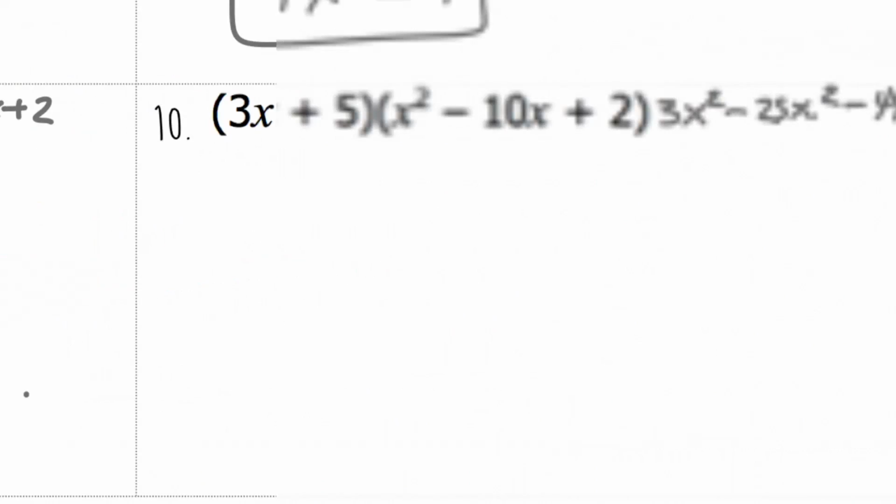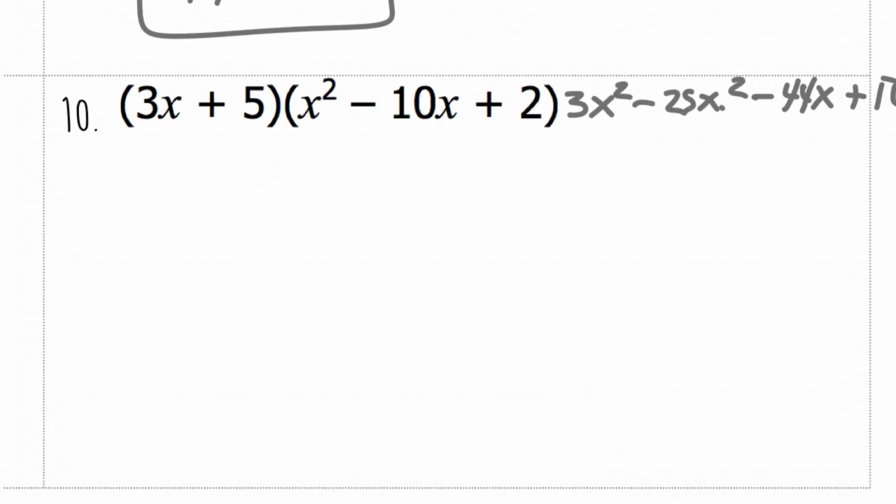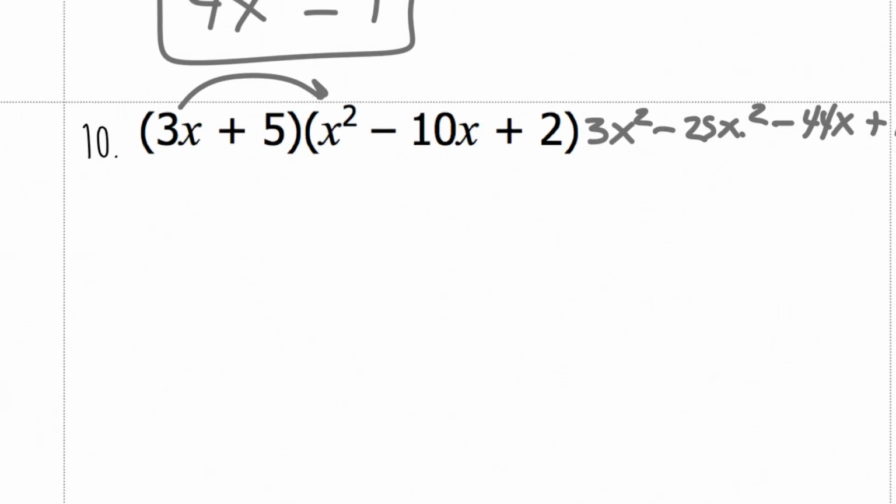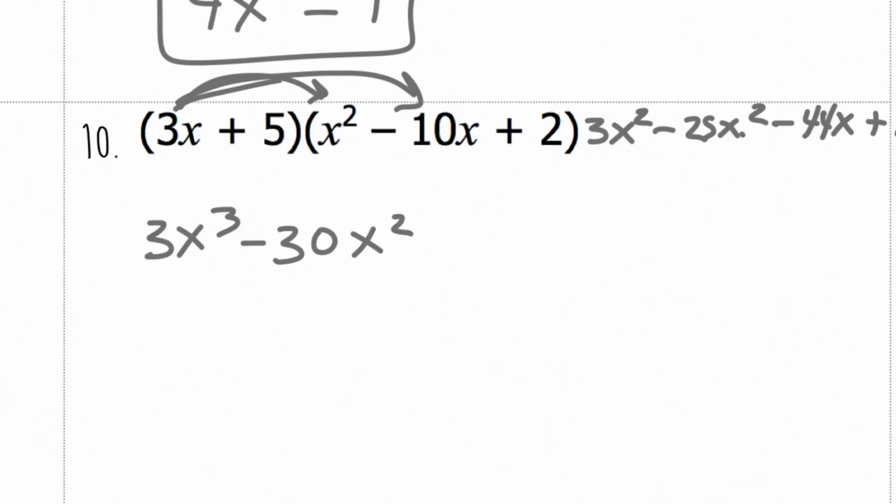Okay, let's take a look at problem number 10. So I'm going to do the same thing. 3x times x squared gives us 3x cubed. 3x times negative 10x gives me negative 30x squared, and 3x times 2 gives me positive 6x. And again, I'm going to write it underneath so I know what I need to combine.